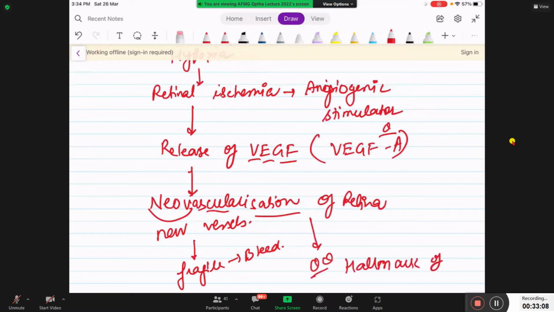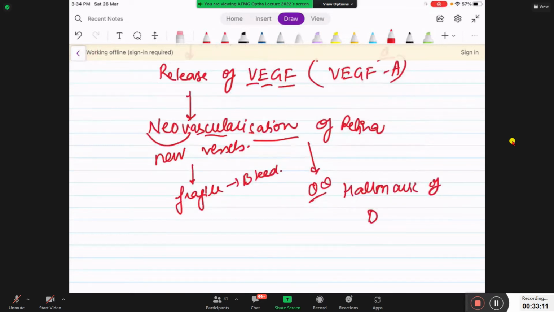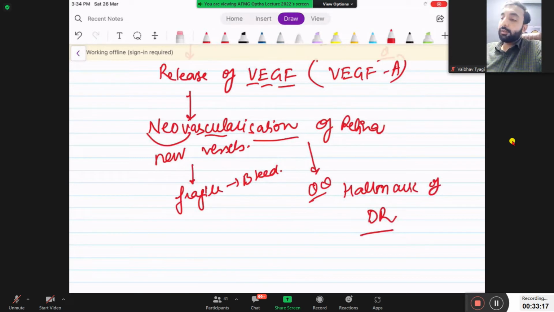of diabetic retinopathy, the answer is neovascularization of retina. Important question. Neovascularization of retina is the hallmark of diabetic retinopathy. Okay.